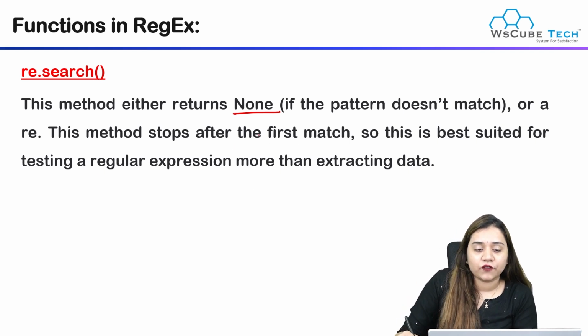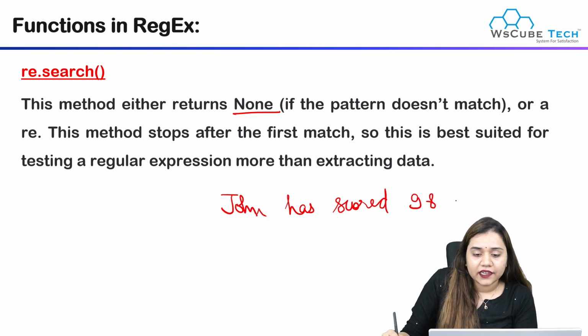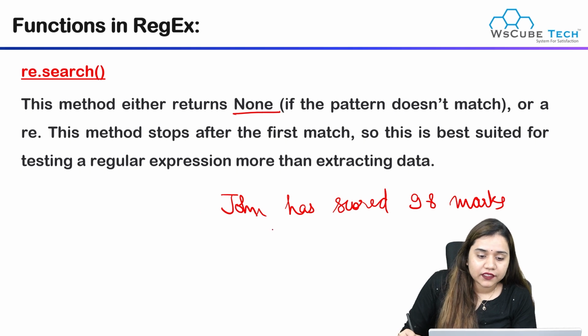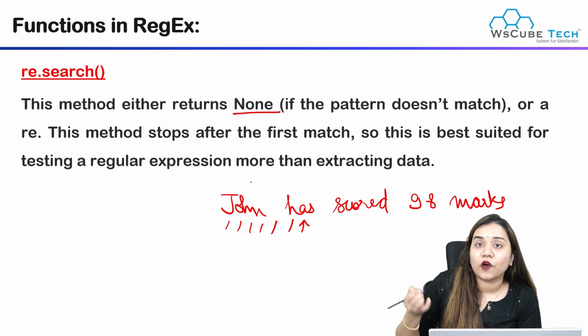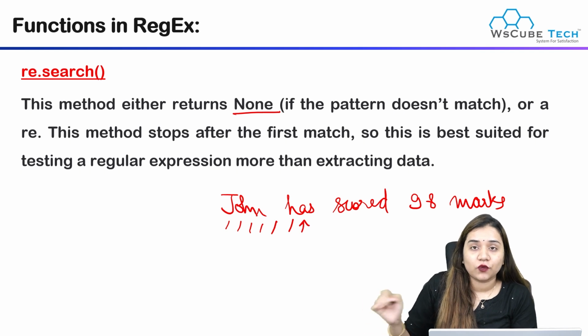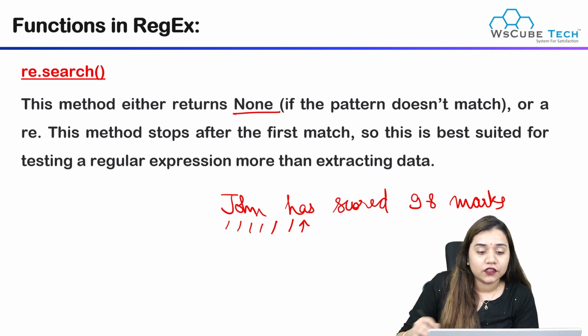For example, if I have "John has scored 98 marks" and I have searched for, let's say, A, what it will do is search here, then here and here and here, and lastly it will find A. It will give me the index of A. It doesn't matter how many times A occurs in this string, it will only give me the first A over here. So this is what the search method does.